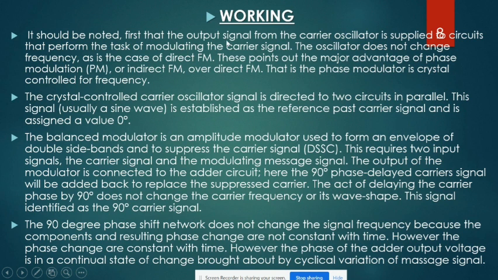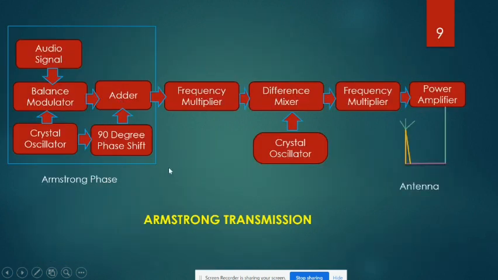Means the first output signal from the carrier oscillator is supplied to the circuit. Then the oscillator does not change the frequency. In the case of direct FM, this points out the major advantage of phase modulation, or indirect FM, over direct FM. That is the phase modulator or crystal control for frequency. Here we can use a 90-degree phase shifter, which can phase shift or delay the carrier signal, which cannot be used in direct FM. It will be used in this Armstrong transmission process.